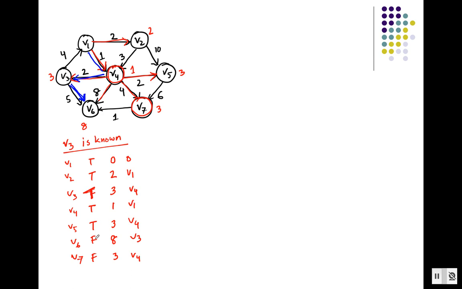Now it looks like we have the unvisited nodes v6 and v7. Between v6 and v7, v7 has the lowest distance, so we are going to choose v7. From v7 we can only go to v6. Now if we go from v7 to v6, the distance will be 3 plus 1, 4, and 4 is less than 8.